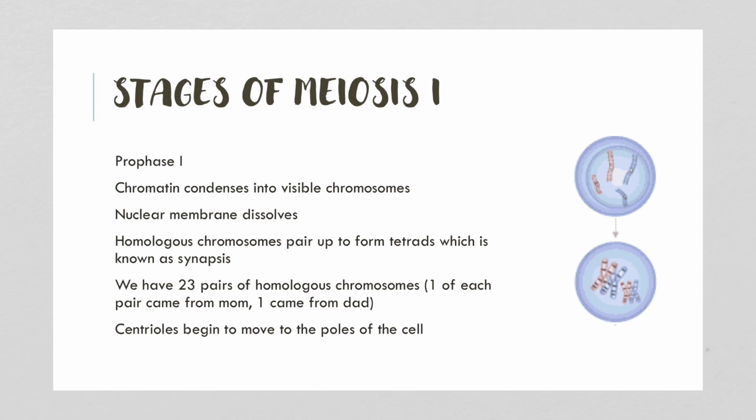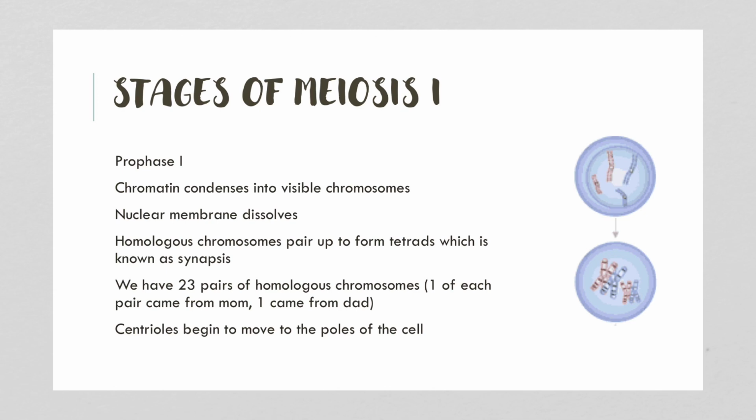So we have prophase 1. And in prophase 1, the chromatin condenses into visible chromosomes. So you can see they're condensing. So here they are. The homologous pairs find each other and they form tetrads. So there's one homologous pair. There's another homologous pair. That process is called synapsis. We have 23 pairs of homologous chromosomes, as I mentioned several times already. One pair came from your mom and one pair came from your dad.